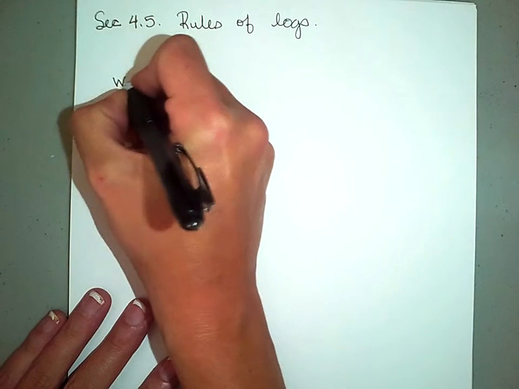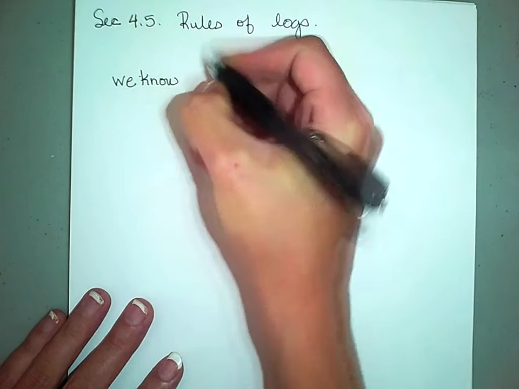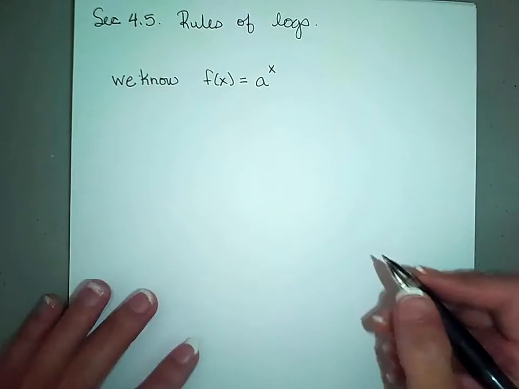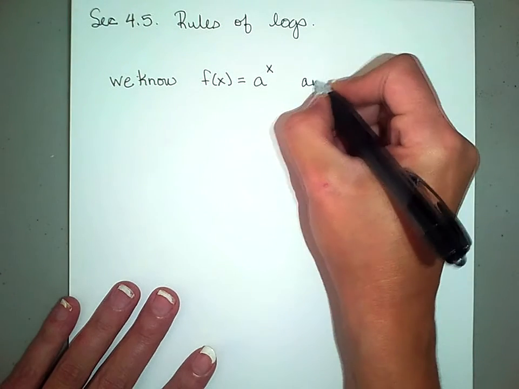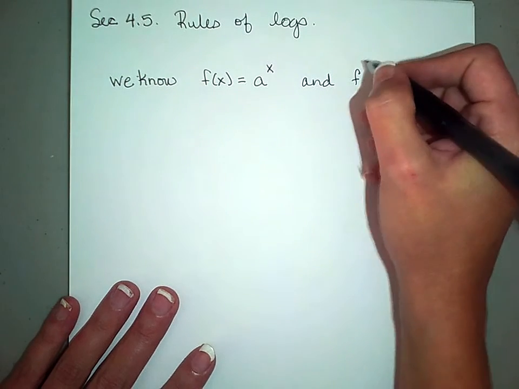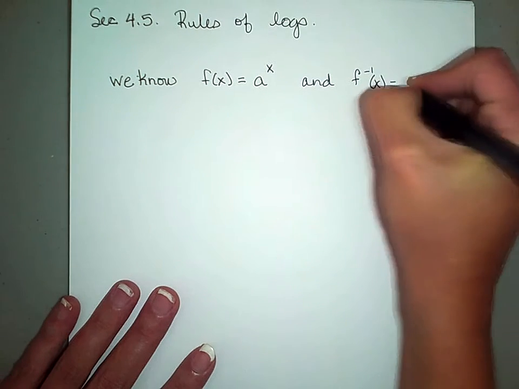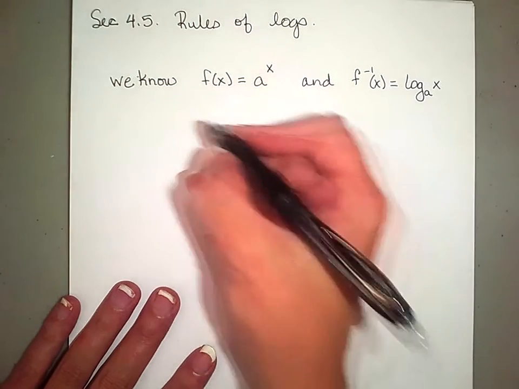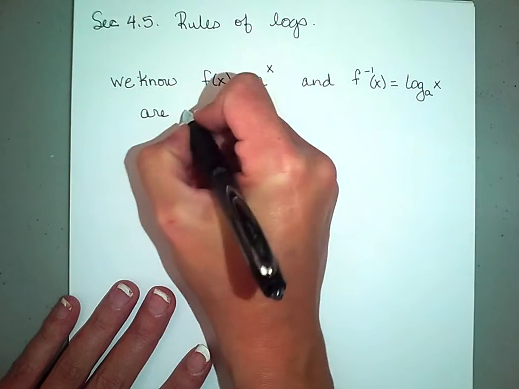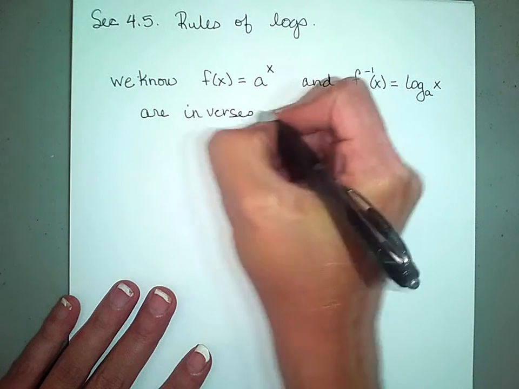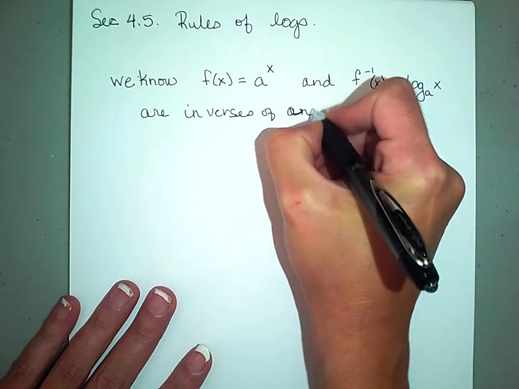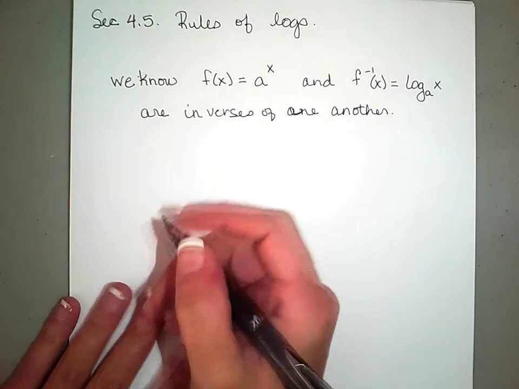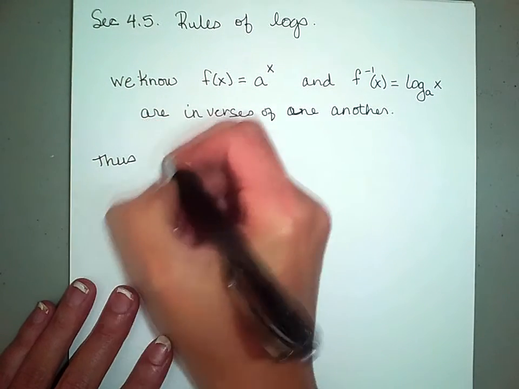So we know this. We know that if we're given f of x is an exponential function, a to the x, and its inverse, it's written as the log base a of x. So these two functions we know are inverses of one another. And since they're inverses, we can look at what happens when we compose them.